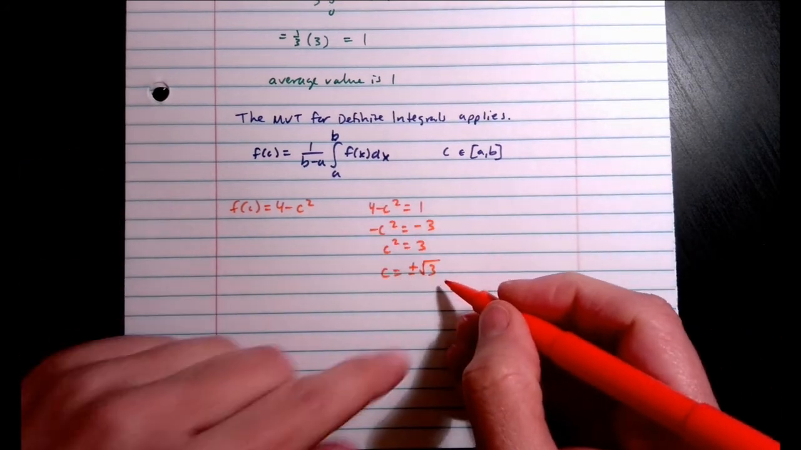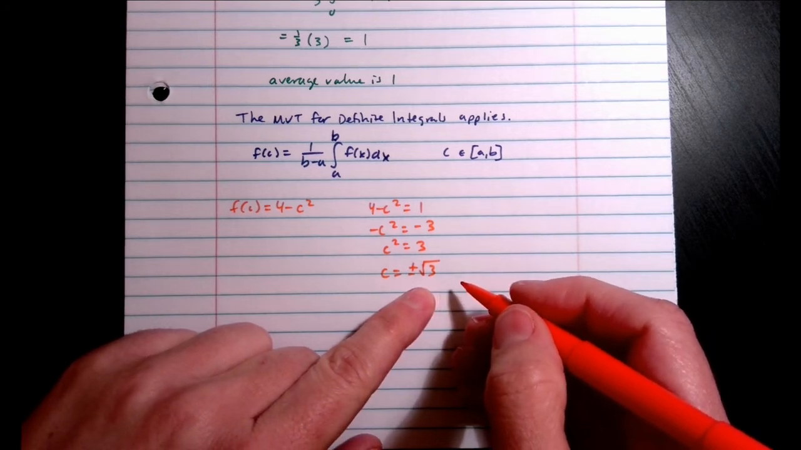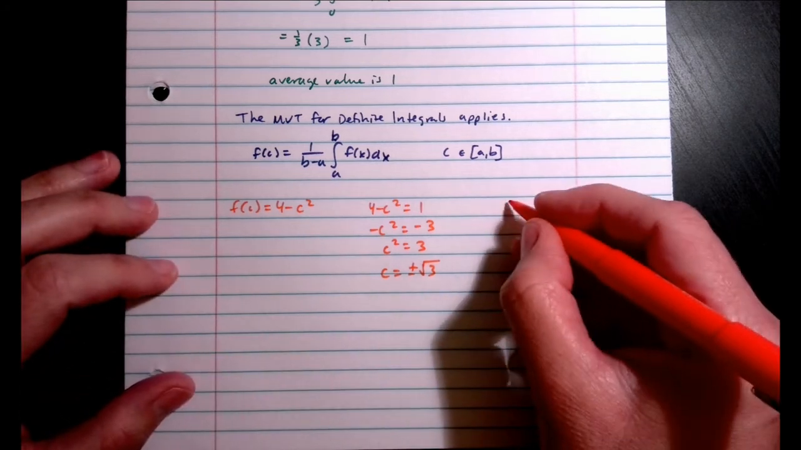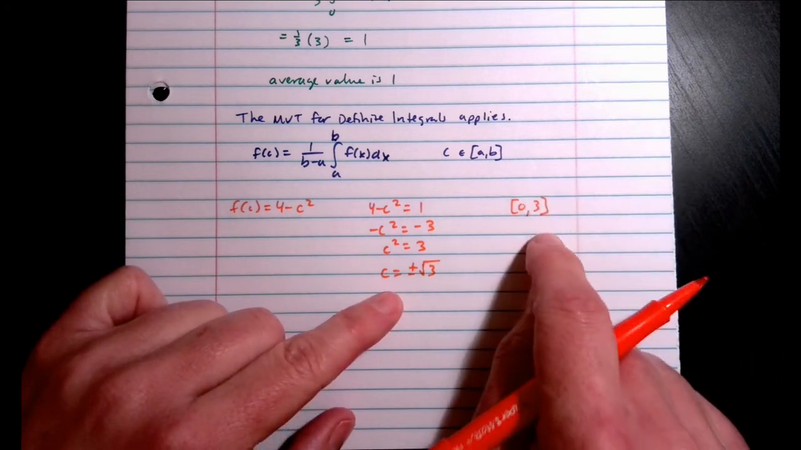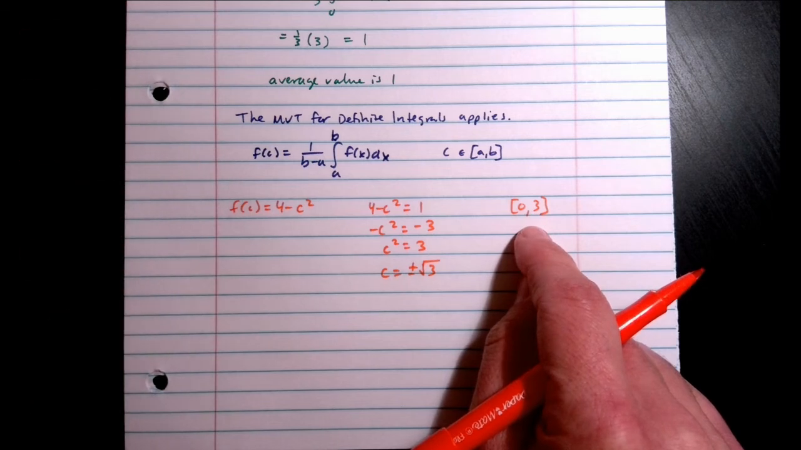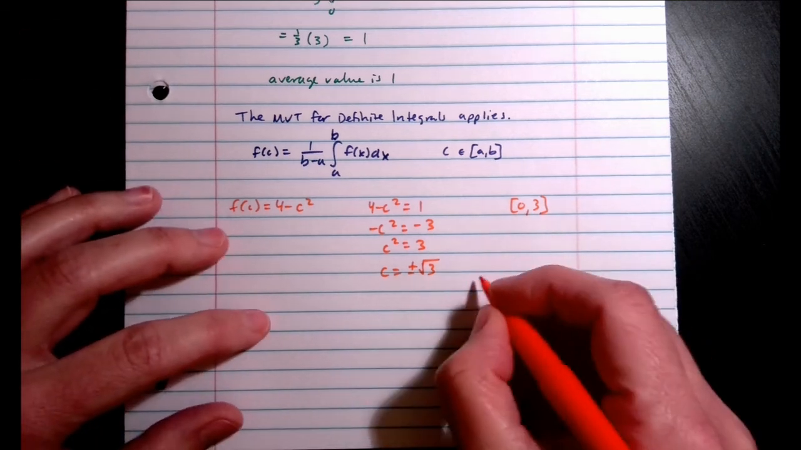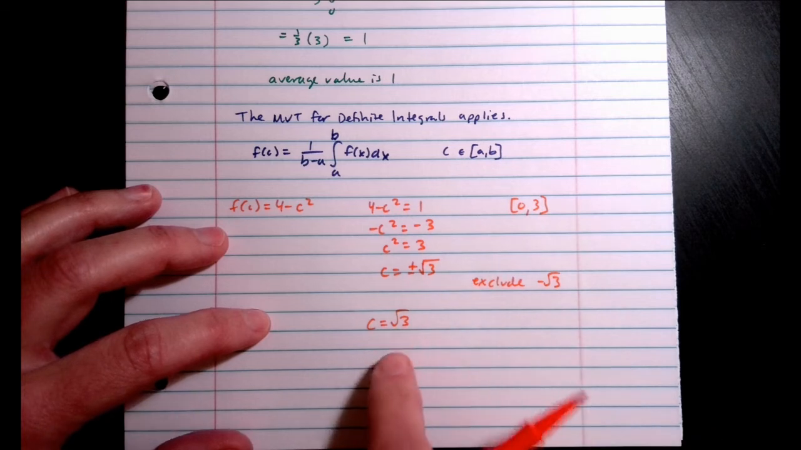Okay, so it looks like we have two possible answers, positive root 3 and negative root 3. Here's the thing though. Your c value must be an element in that interval. In other words, it must be inside that interval between those. So I can exclude the negative. So there's only one candidate.